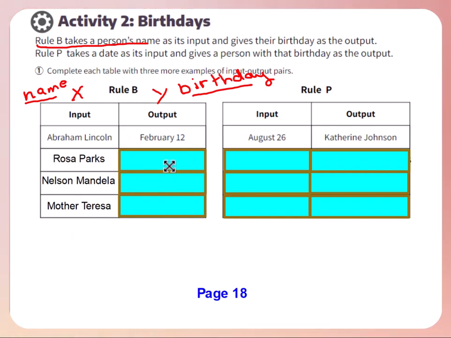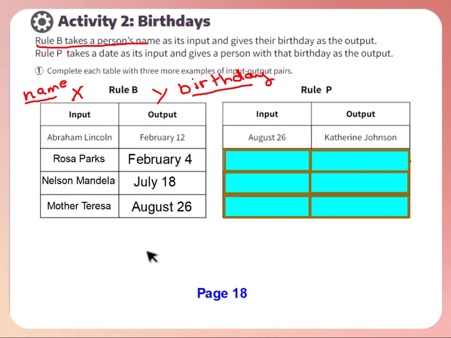That person is not going to have more than one birthday. They're only going to have one birthday. So for every input, you should only have one output. So think about our definition of functions. Is this a function? Yes. For every input, there's only one output.